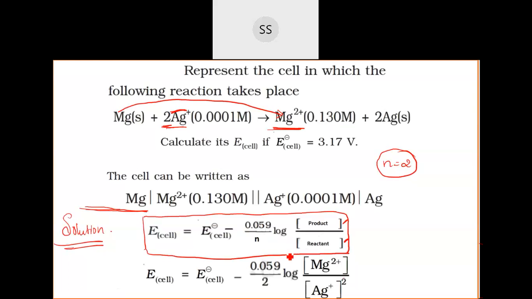I hope that this much is clear and you have written it also. We wrote the formula for the Nernst equation. Then we did the substitution of the n value. You need to calculate that n value, which will not be given to you in the problem. You need to identify that, seeing how many electrons they have lost and how many electrons are gained. So that is the n value. N value here comes out to be 2. Then you see what is the product. Magnesium ion is a product, so I have written magnesium. Silver is a reactant, so silver is here. And see the coefficient, that will come as power. So much is over.